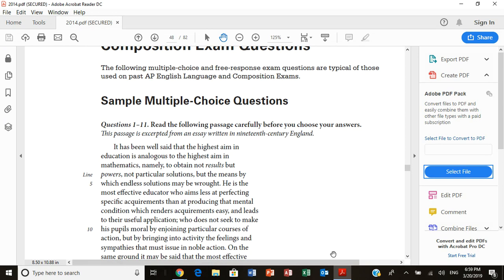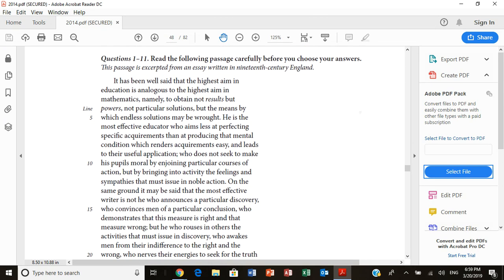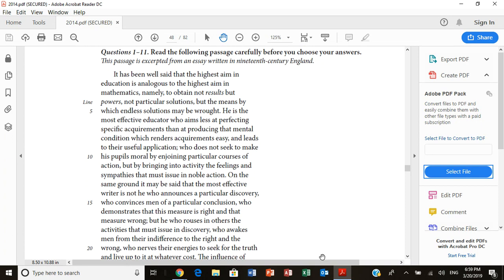It has been well said that the highest aim in education is analogous to the highest aim in mathematics. Wow. Education is analogous, that is, comparable to the highest goals of mathematics. Well, in what way is X like Y? We've talked about analogies before as comparing two unlike things. Namely, to obtain not results, but powers, not particular solutions, but the means by which endless solutions may be wrought.